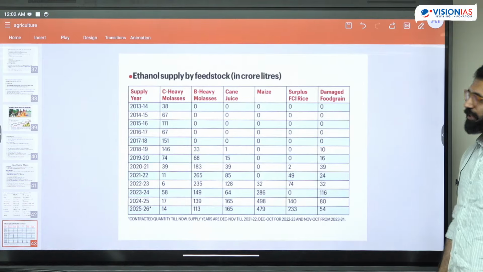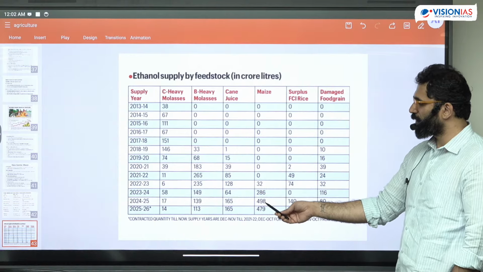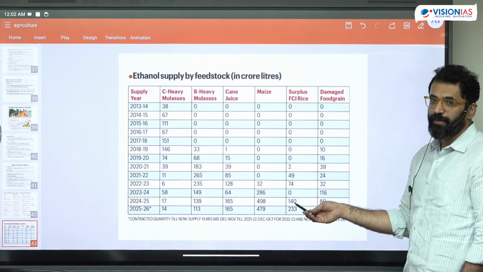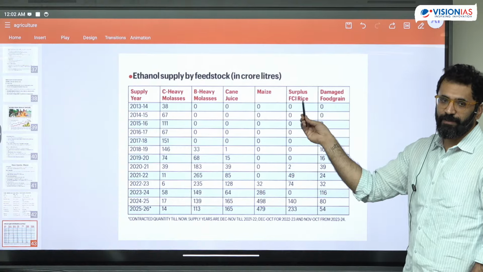This is the ethanol supply by feedstock. You can see in the last 2 years, maximum is coming from grain plus surplus rice. C heavy, B heavy and cane juice have reduced. Maximum is coming from here.